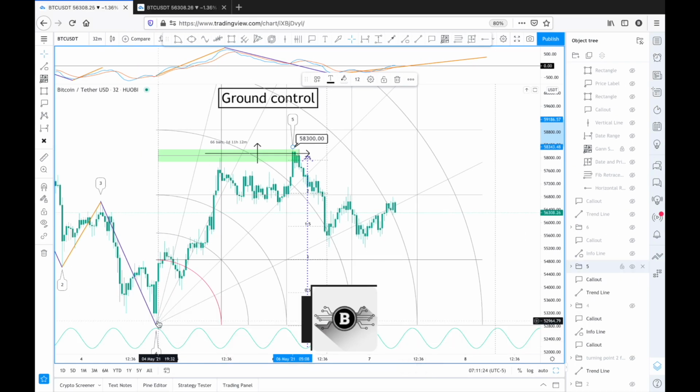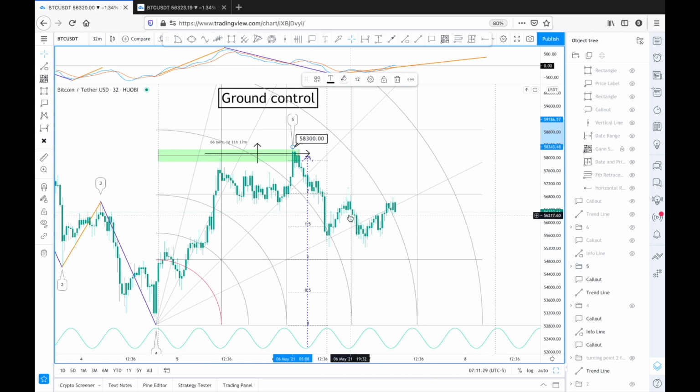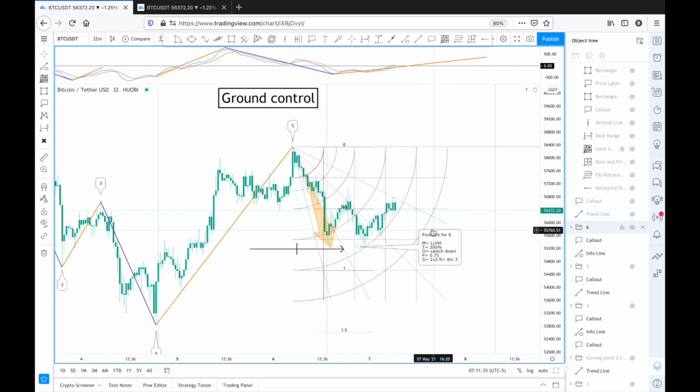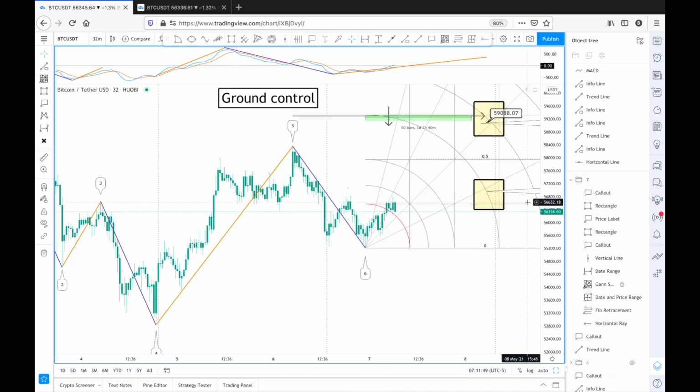Alright guys, let's do a quick recap of what happened yesterday. So you saw earlier on in the video that we were going to have price turn around at 5. That's exactly what happened. It's since then come down to form 6. 6 we thought was going to form over here, but it came up, came back down, and actually formed a double bottom to continue on to 7. This is what 7 looks like at the moment.